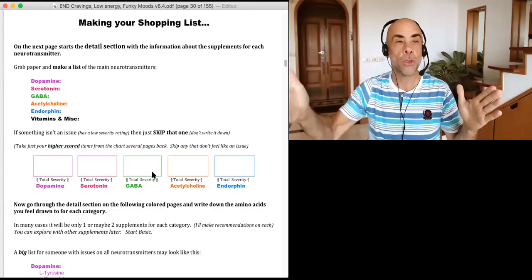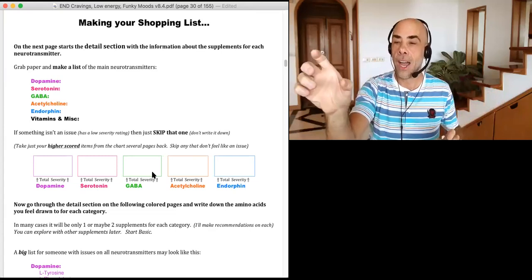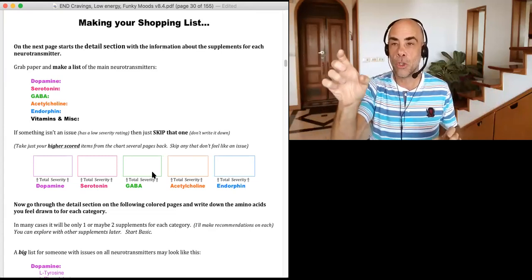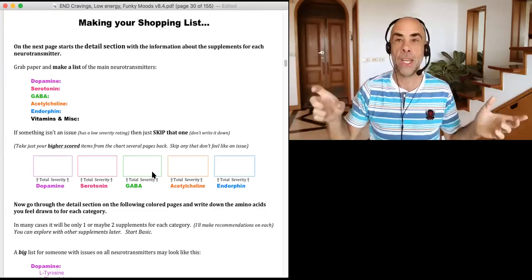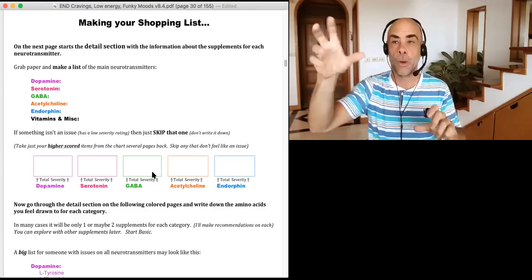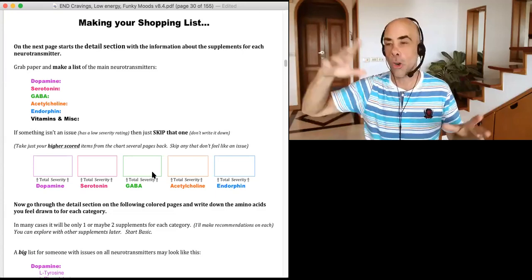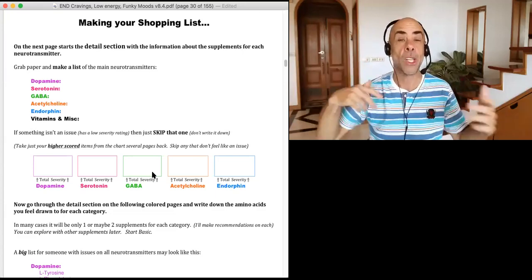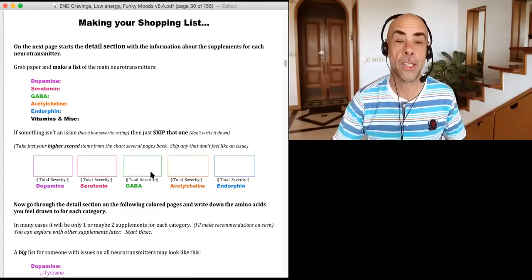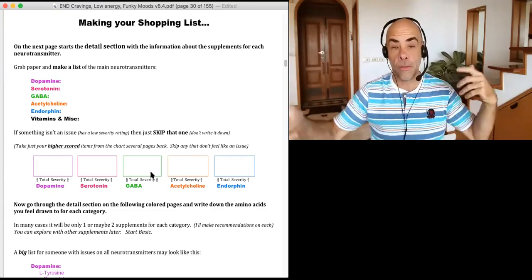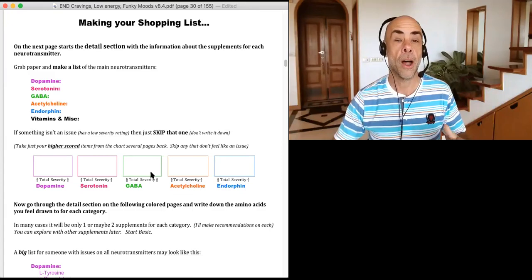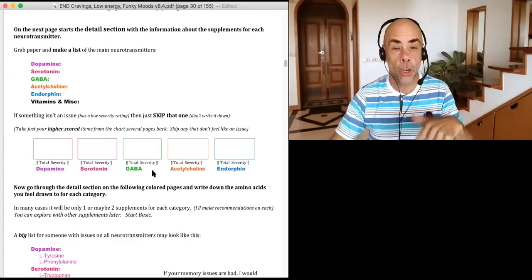I read research about things, and if the research resonates with me, I'll buy that, whatever it is, amino acid or whatever the supplement is, a lot of herbs and stuff, and I'll explore with it and see how my body likes it. I've had to become my own doctor in order to resolve this stuff, and my own researcher. And to some degree, you're going to have to do this too.